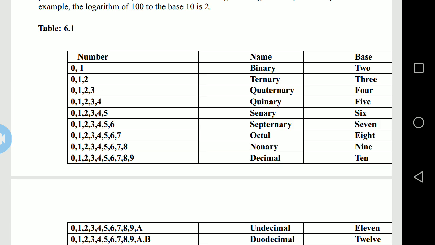The next one is 0, 1, 2, 3, 4, 5, 6, 7, and these numbers are called octal numbers, and they are in base 8. The next one is 0, 1, 2, 3, 4, 5, 6, 7, 8, and these numbers are called nonary, and they are in base 9. The next one is 0 through 9. These numbers are called decimal, or denary, and they are in base 10.